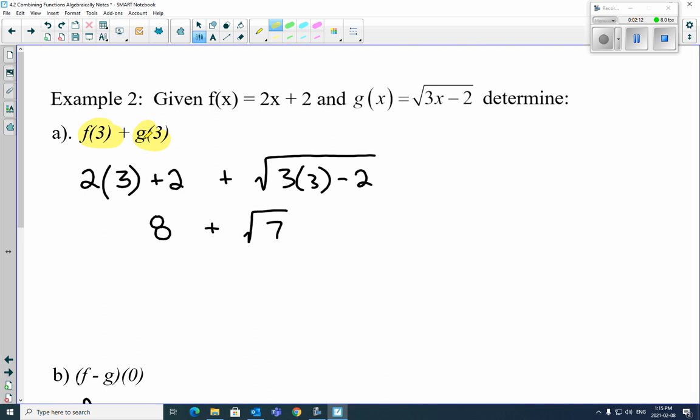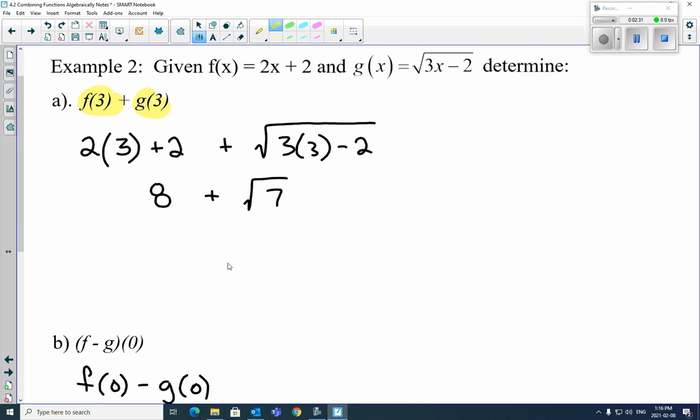You can get questions like this where you actually have to plug in the values and do the math. So here's our first linear, the 2x plus 2. We replace x with 3, right? 2 times 3 is 6, plus 2 is 8. And then over here we have 3 times 3, right? Minus 2, which is root of 7. So can you do anything with 8 plus root of 7? No, that's the actual answer, 8 plus root of 7.